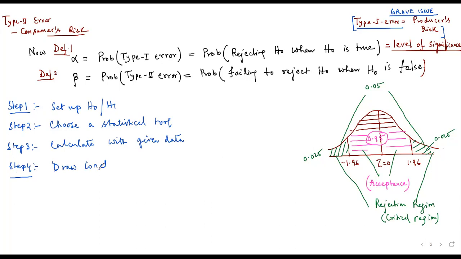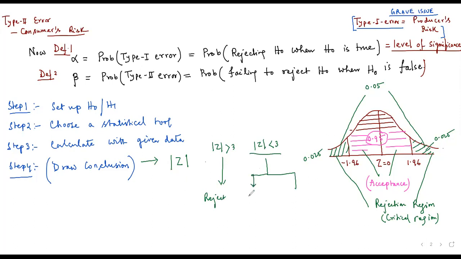And I have already told you that in drawing the conclusion, you do various things. If you are using the z test, then you calculate mod z. Then you test whether your mod z is greater than 3 or less than 3. If your mod z is greater than 3, you reject. If your mod z is less than 3, then you again test it for different predefined levels of significance, either 5% or 1% mostly. So this is the usual process.